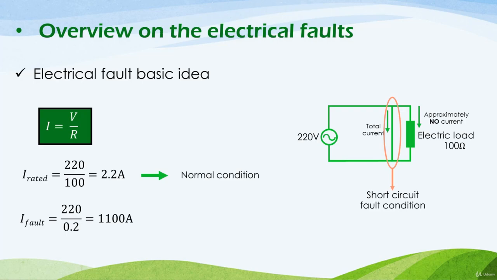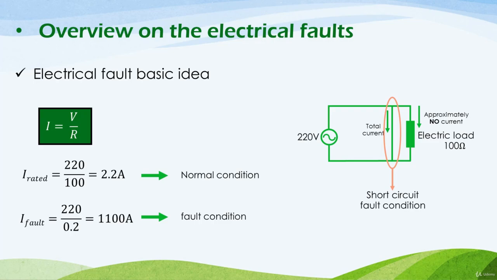And at first glance, it appears that this current is a very huge one when compared to the rated current, as the current has increased from 2.2 to 1100 amperes. So the fault current is about 550 times larger than the rated current. And the problem now is that this circuit is designed to withstand the rated current, not the fault current.